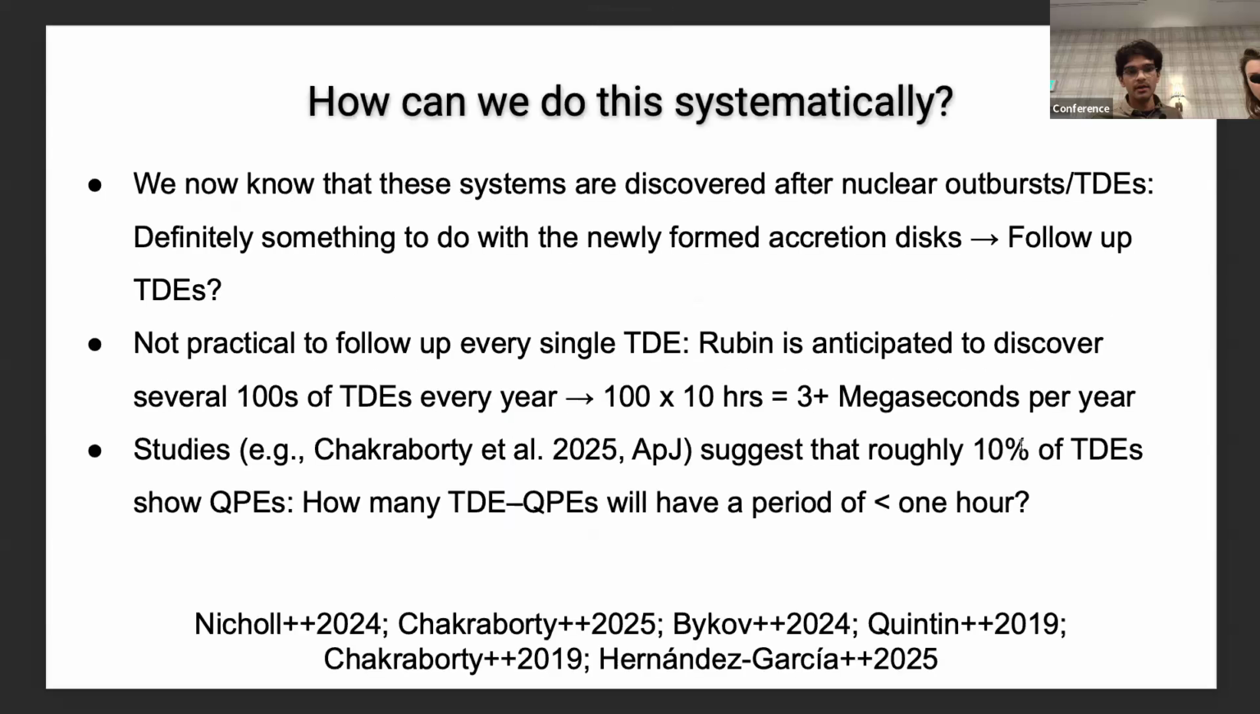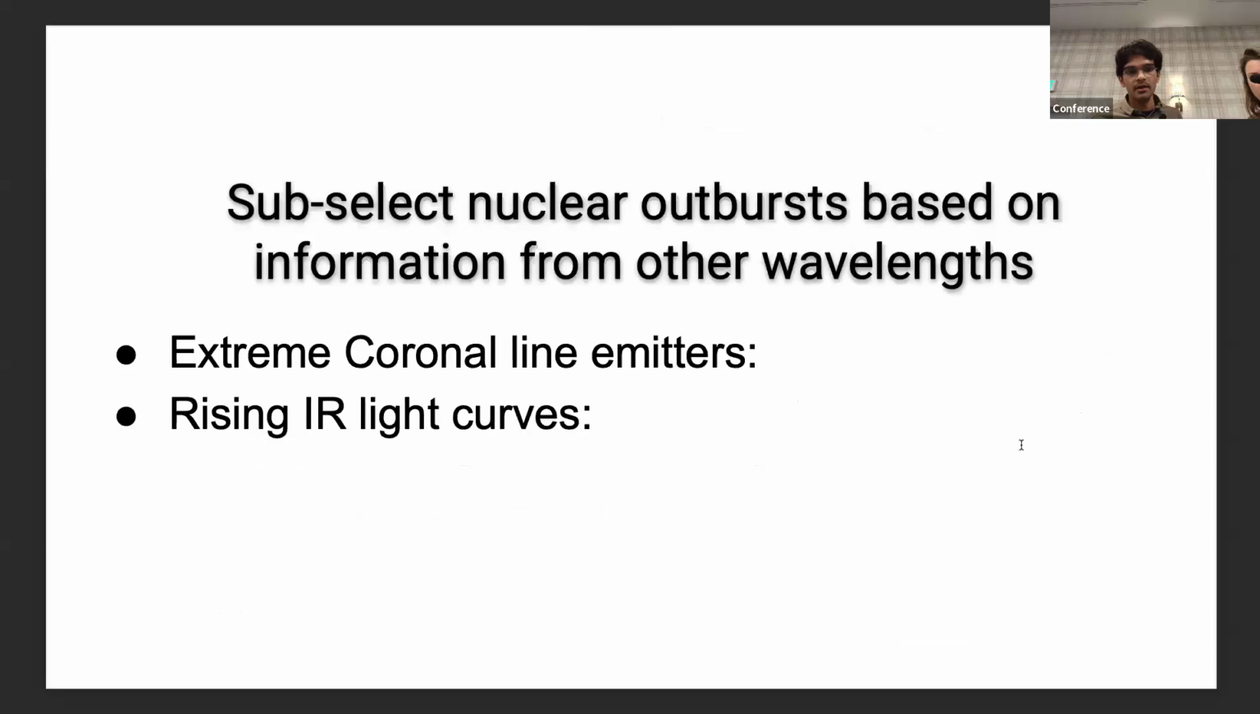So how can we do this systematically? It was mentioned before that you can follow up TDEs. And if you remember what Suvi was saying, we'll be detecting hundreds or even thousands of TDEs. Obviously, we cannot just follow up every single one of them because that's just not practical. But perhaps we can take some clues from other wavelengths.